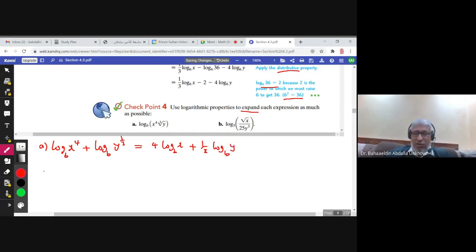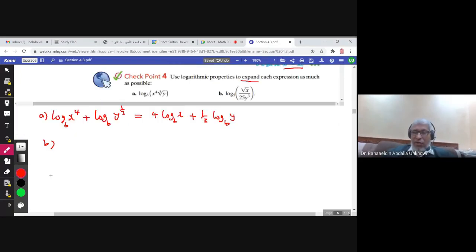Part B, I have quotient. I can use the quotient rule first. So I will say log x to the power half to the base 5 minus log 25y cube to the base 5. This is using the quotient rule. And now I can use the product rule and the power rule at once.